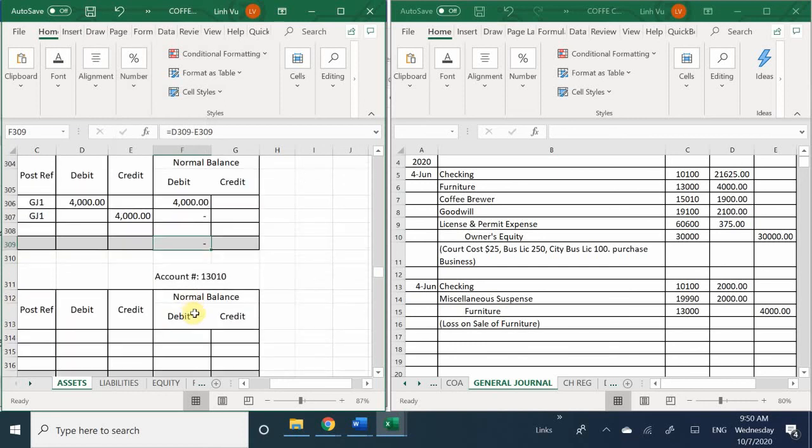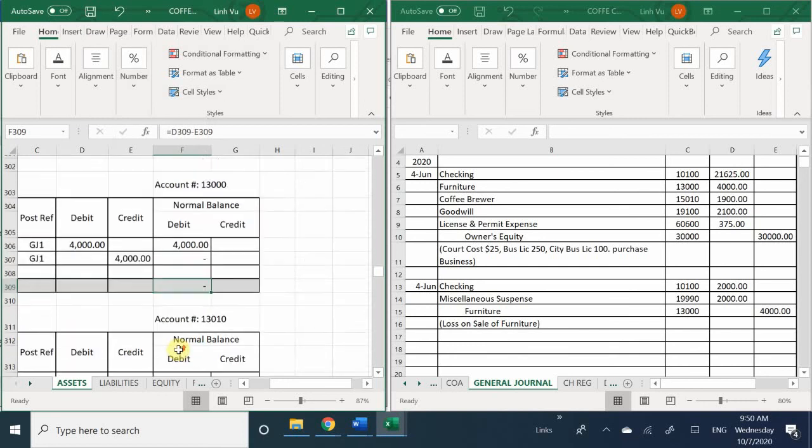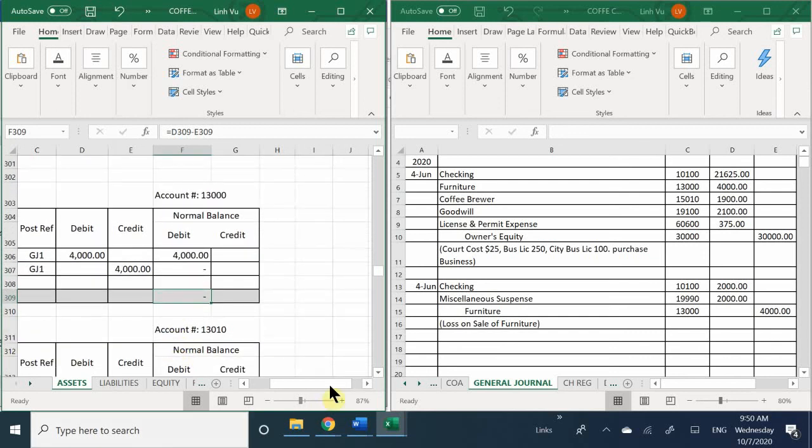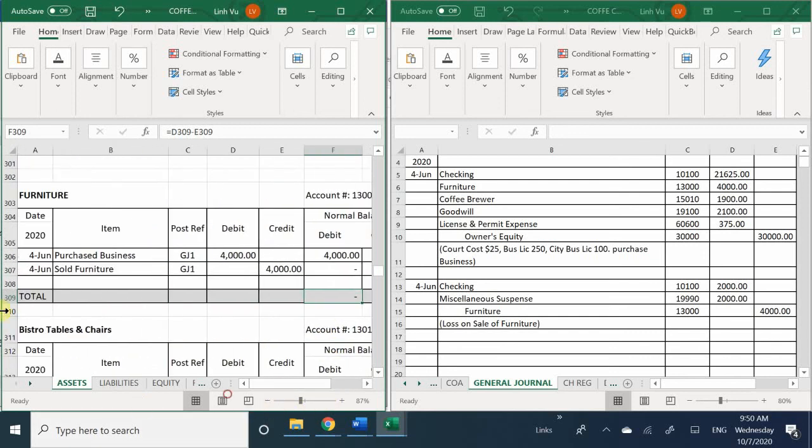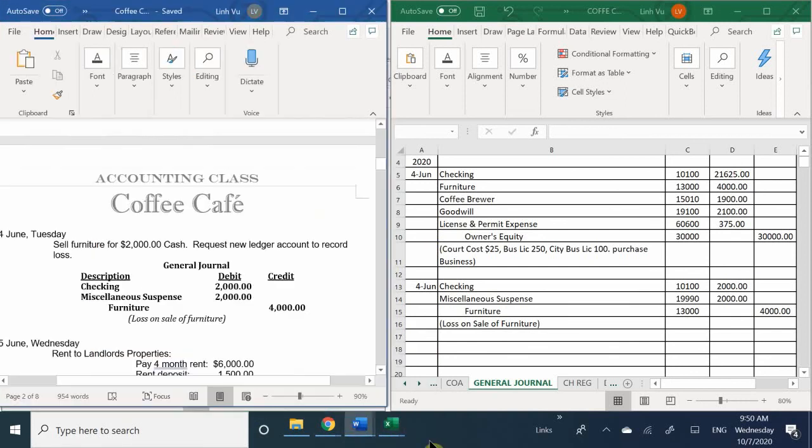All right. Any questions in regards to where we are right now? Okay. So now that we just finished our ledger, we can go ahead and continue.